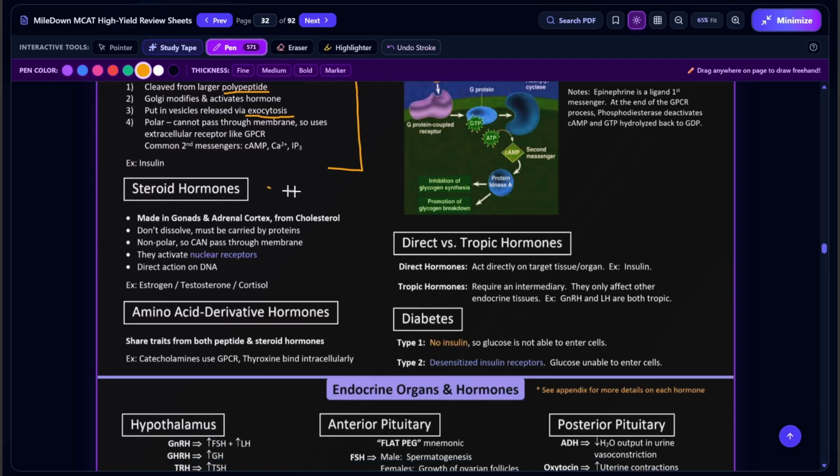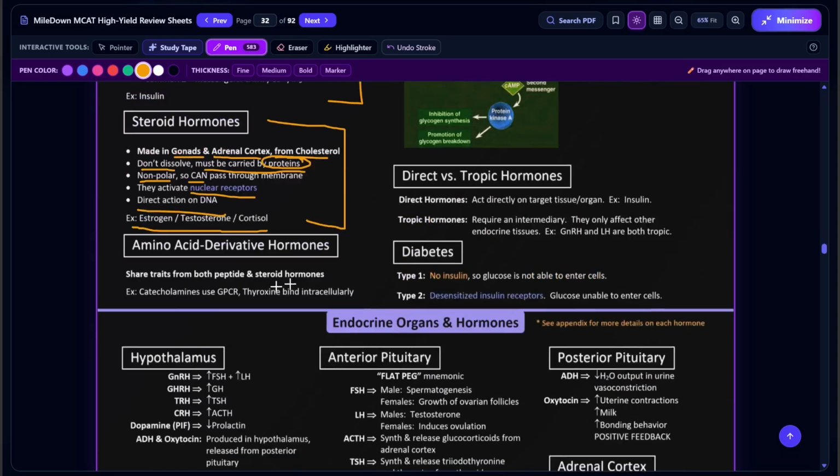Let's go over steroid hormones. Steroid hormones are made in the gonads and adrenal cortex from cholesterol. They don't dissolve and must be carried by proteins. So they must have a carrier with them because they don't dissolve in the blood to be carried anywhere. They have to be carried by something else, right? They're non-polar, so they can pass through the membrane. They activate nuclear receptors and act directly on DNA. Examples of steroid hormones include estrogen, testosterone, and cortisol.